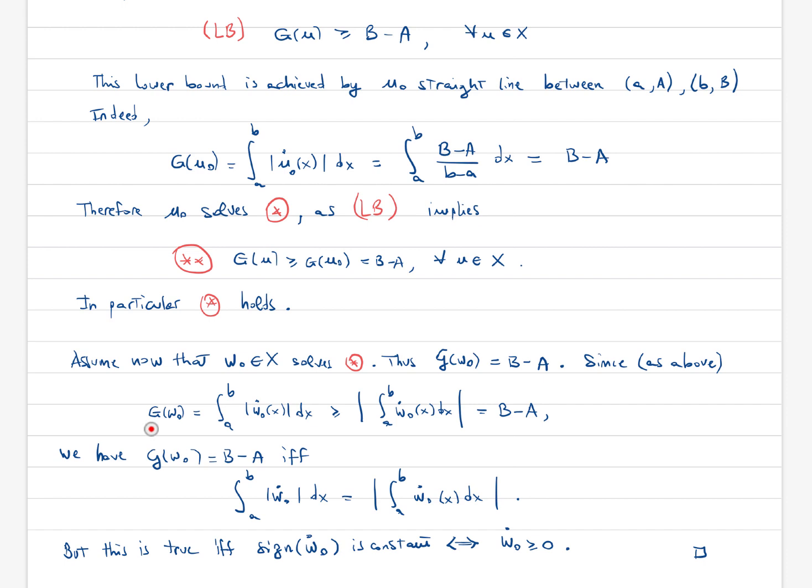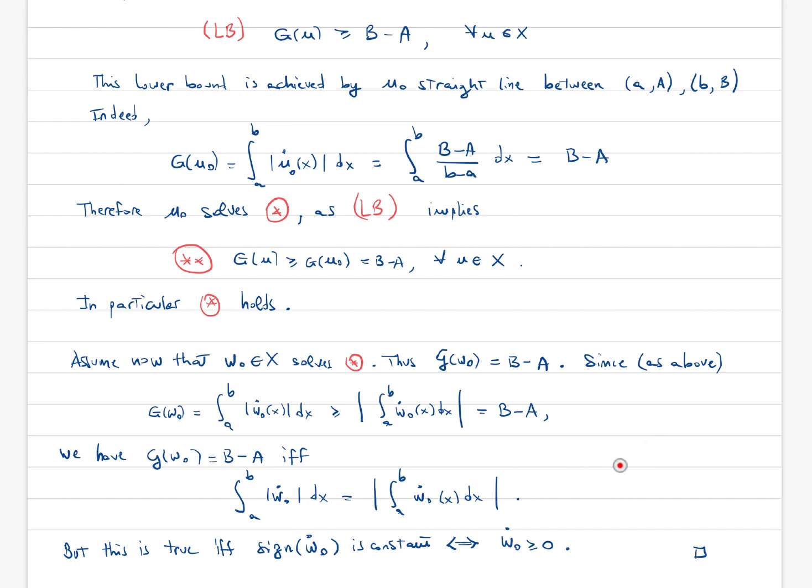And so, the left-hand side here is greater or equal than B minus A, but we also know that this is equal to B minus A. So the inequality here is actually an equality. So it means that this guy is equal to this guy here. But this is true if and only if the function inside doesn't change sign. So it means that the sign of W0 dot is constant, and since A is less or equal than B, this actually means that this sign has to be positive, because W has to connect 2 points which are at different heights, so something like this, right?